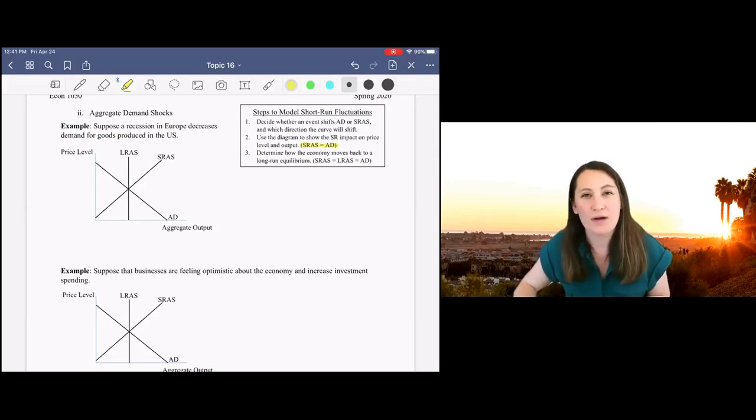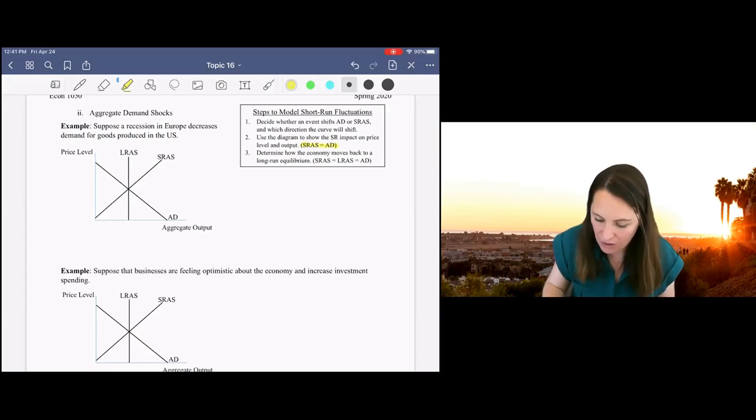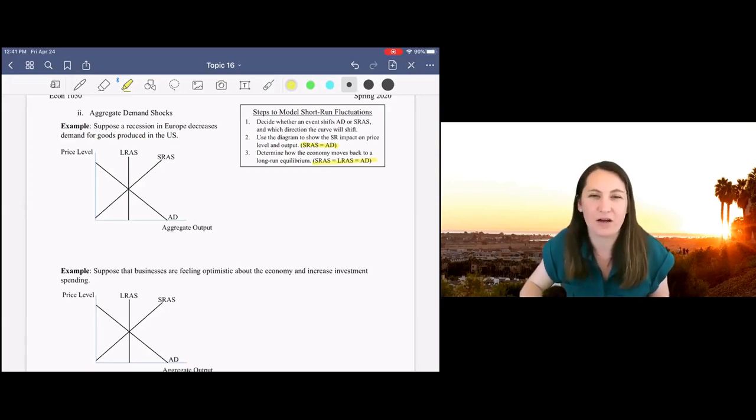And then we're going to figure out how the economy will return to a long run equilibrium. Remember, the long run equilibrium is where all three lines intersect. And it's primarily determined by the intersection of aggregate demand and long run aggregate supply. All right, so let's work through an example. In this video, we're going to be talking about aggregate demand shocks, and I've got two examples for you.